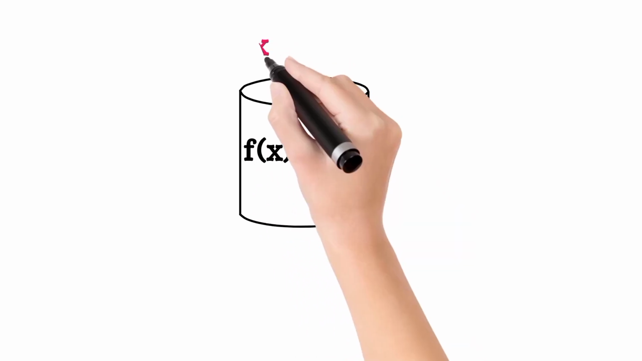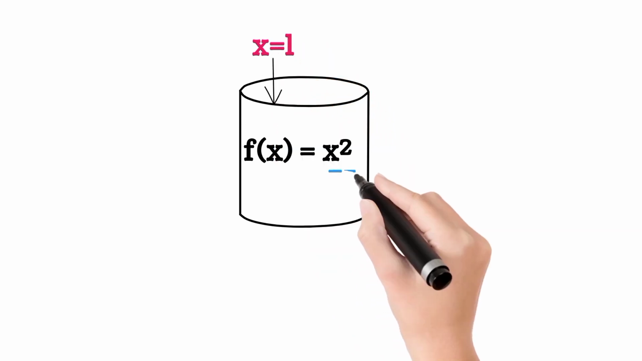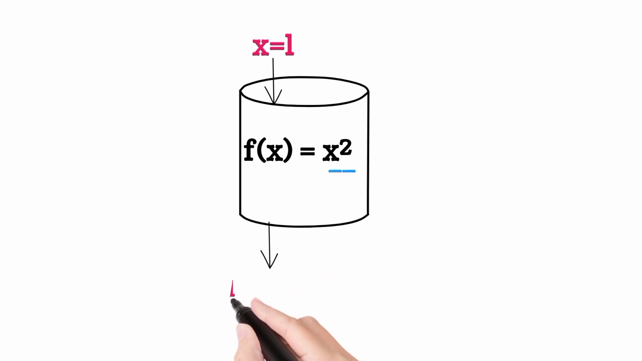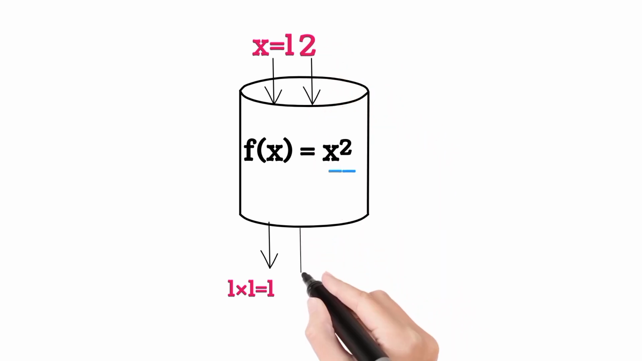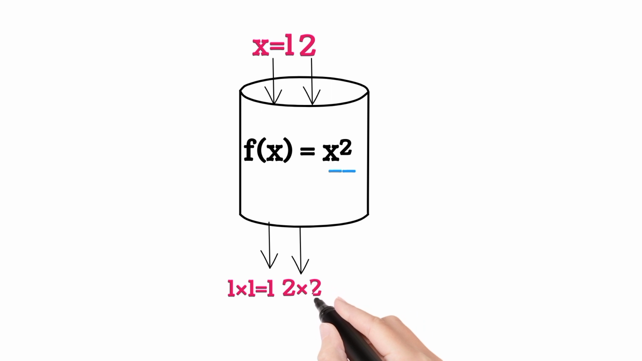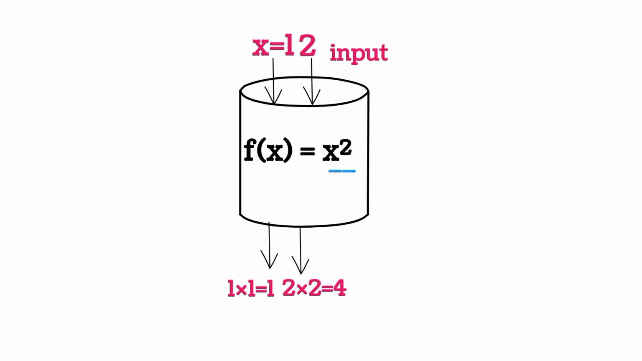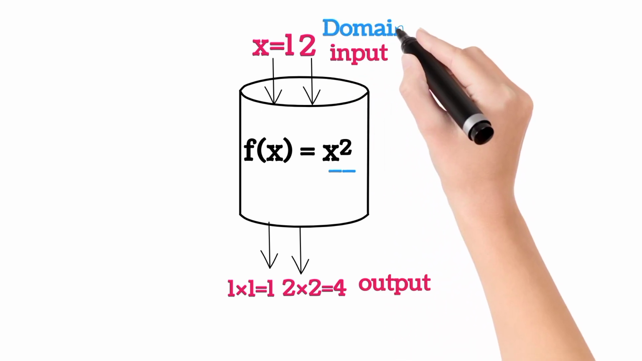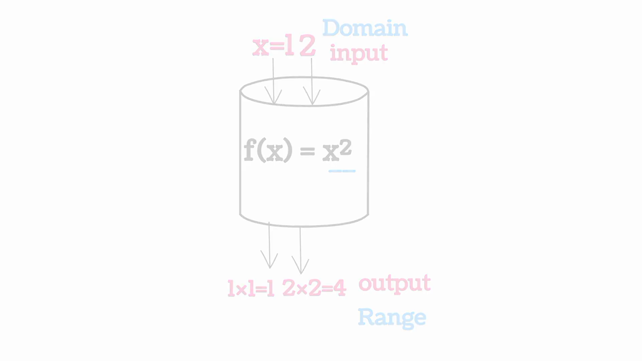So when we put x = 1 in this machine, the function is x square, so we will get 1 into 1, that is 1. And if we put 2 into this machine, then it will produce 2 into 2, that is 4. So these numbers are called input and these are called output. So inputs are the domain of the function and outputs are the range of the function. So this was the simplest way to understand what the domain and the range are.